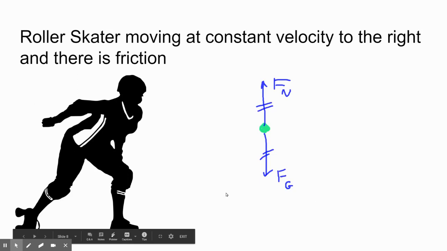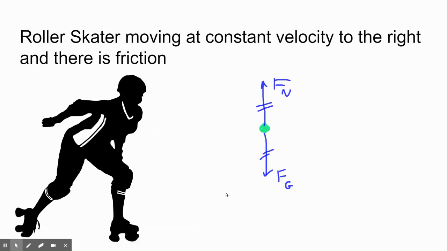How does it change for our roller skater? Moving to the right, and there's friction. Okay, so I see some backwards arrows. What is the arrow that points to the left? Good, frictional force. Okay, so what's keeping her going then? Because right now she's going to slow down.